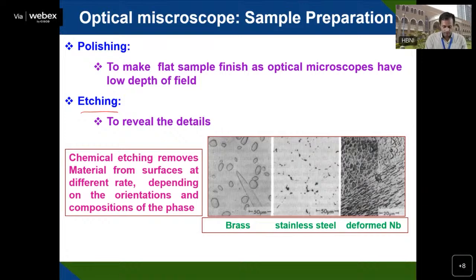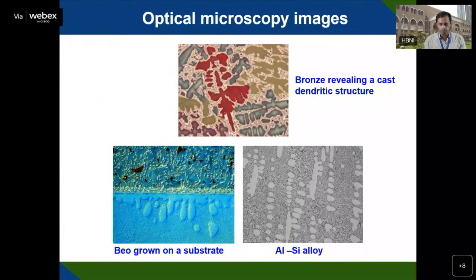You can see here, chemical etching removes material from the surface at different rates. This first one is brass. You can see different structure inside the grain here, the composition, and stainless steel. You can see from niobium how the structure is different inside. Those are on quite a larger scale that you are able to see, with scale lengths up to 20-50 micron. So bigger structures, those things you can see in an optical microscope.